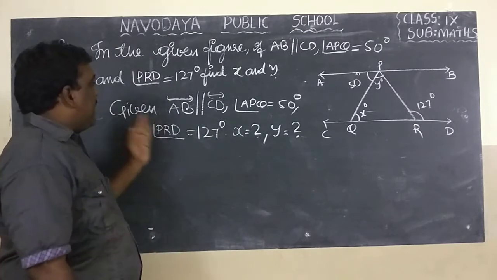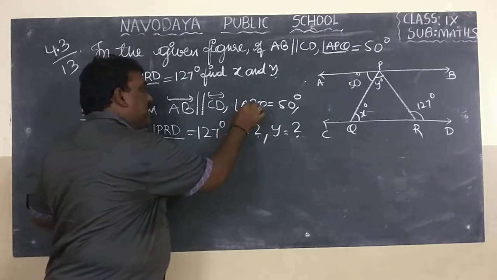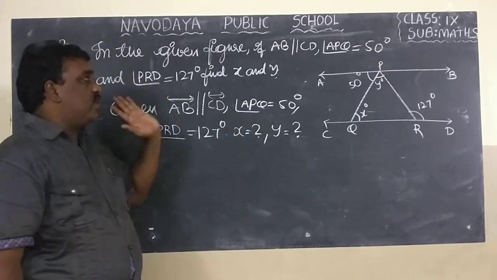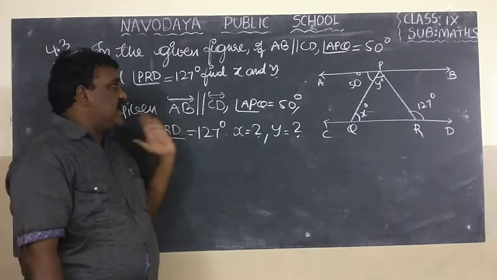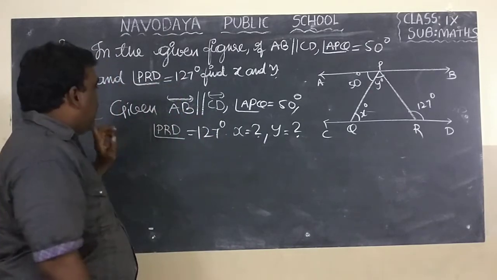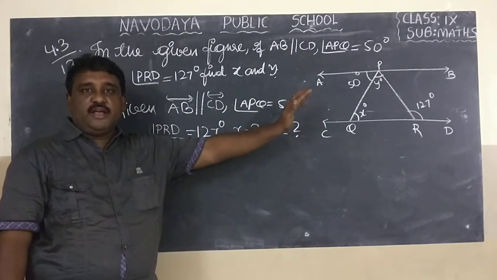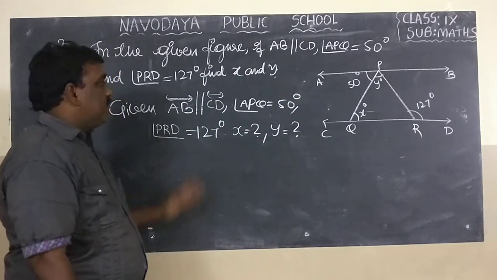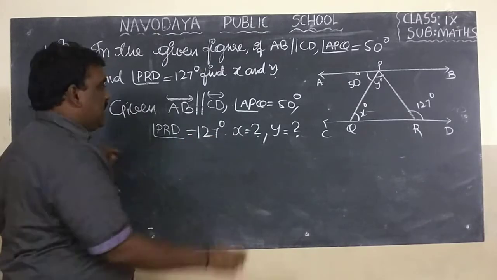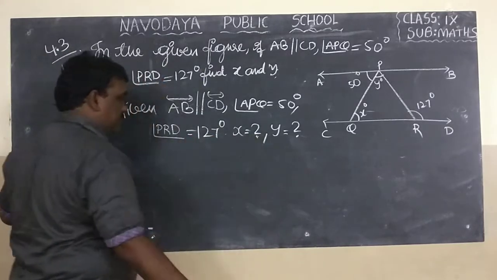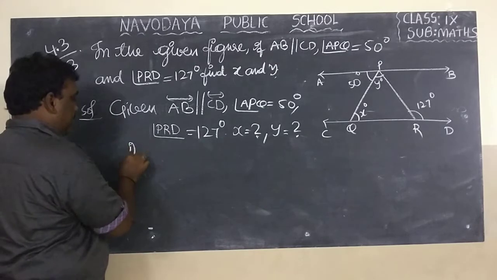So AB parallel CD, angle APQ. See that angle, the top angle, 50 degrees. It lies outside the triangle. Angle PRD, 127 degrees, lies exterior of the triangle. Find the values of x and y. X how much? Y how much? Find out.